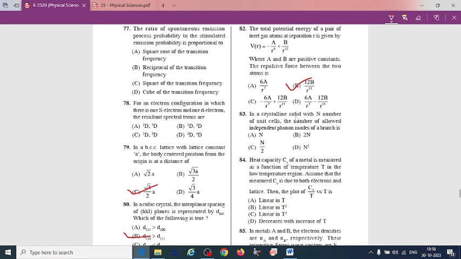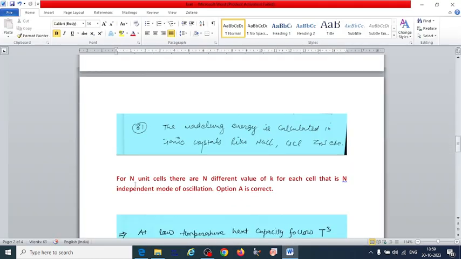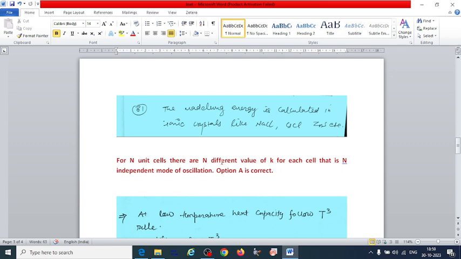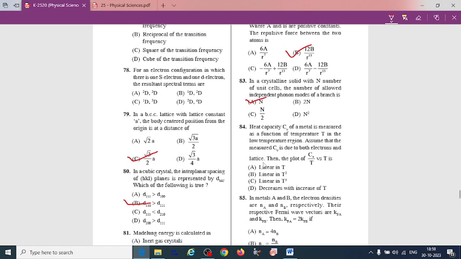Next question: in a crystalline solid with N number of unit cells, the number of allowed independent phonon modes of a branch is. The answer for this is, for N unit cells there are N different values of the wave vector k, one for each cell, that is N independent modes of oscillation. Then option A, capital N, is correct here.